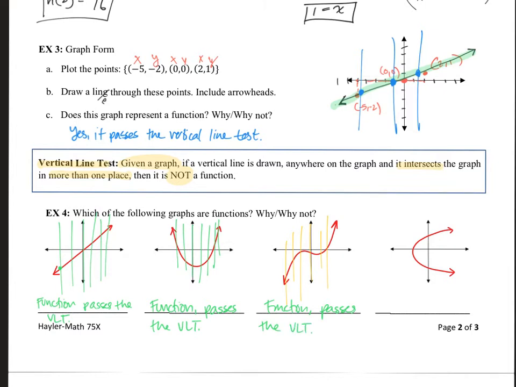And let's look at the last one. Let's go ahead and drop a vertical line right here. And look, it only hits at one point. Are we good? No. Even though it passes at that one particular point there, if I drop another vertical line here, look what happens. It hits once, twice. Look at that. And right there again, it hits once, twice. Look at how many times this thing is violating the vertical line test. So it's failing the vertical line test, which means this is not a function. So not a function. Why? Does not pass the VLT.